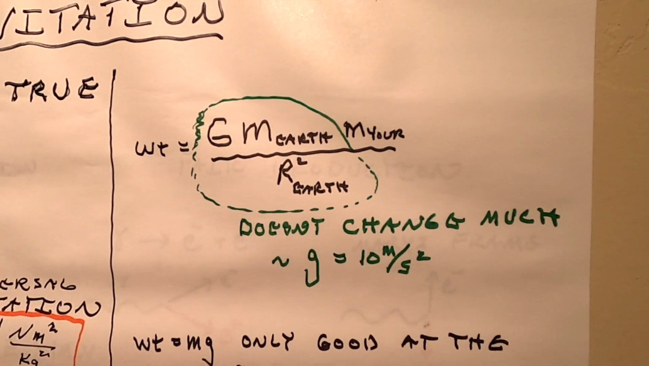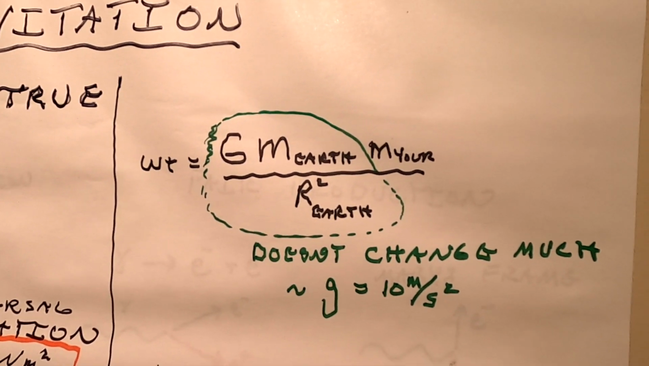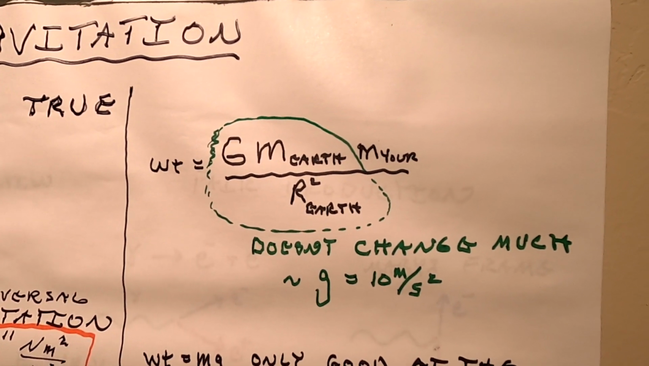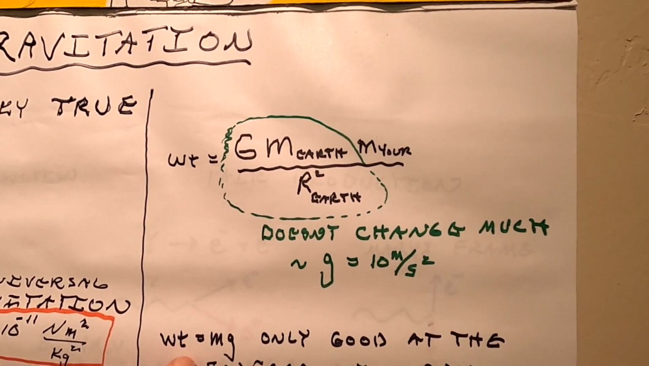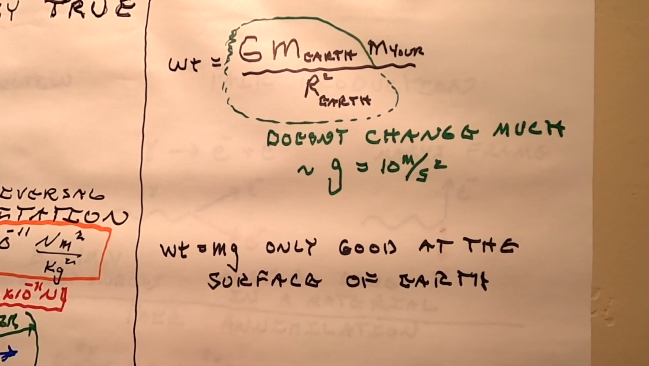This is the true value right here, and this is what you would use if you were going to go way above the Earth or way down into the Earth. And so this is much more accurate. So this weight right here, weight equals mg, is only good at the surface of the Earth.